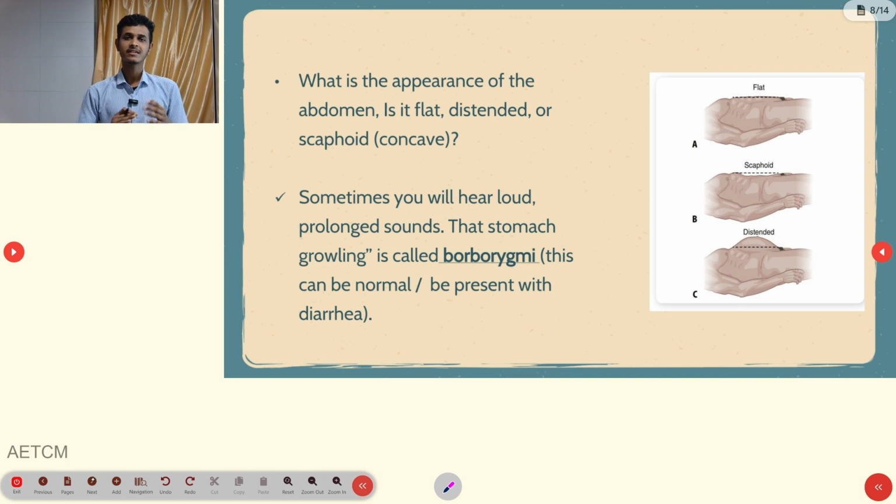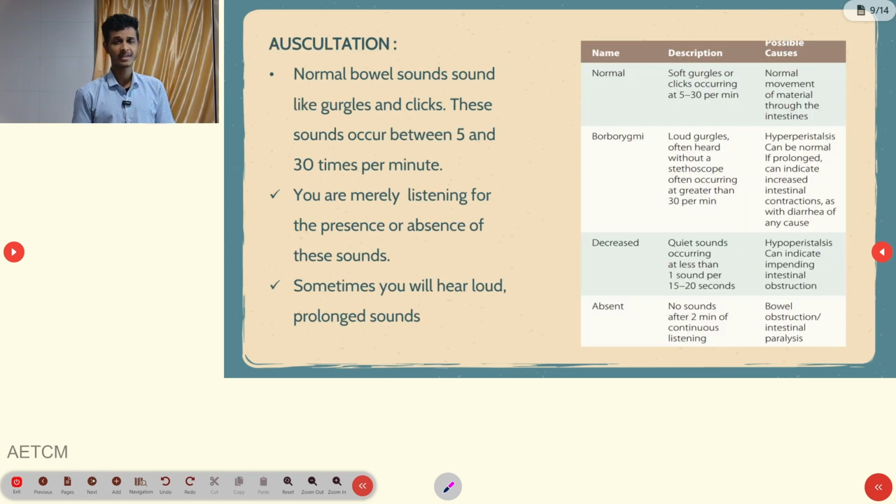Distension: if it is a diffuse distension, then we can know that it is because of ascites. If you notice any localized distension, that is because of organomegaly. And then the next point: without any auscultation with a stethoscope, we can hear the stomach growling sound. That is called borborygmus, or borborygmi. It can be normal or it can present with diarrhea. A lot of the time we can hear our bowel sounds without auscultation, and that is called borborygmus.